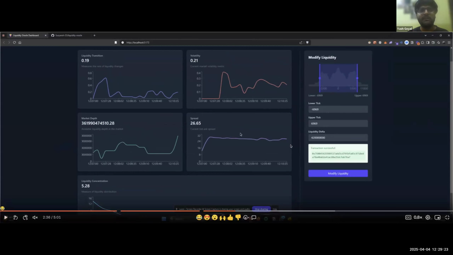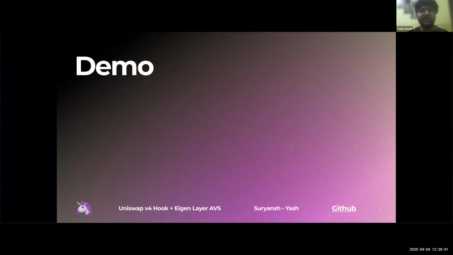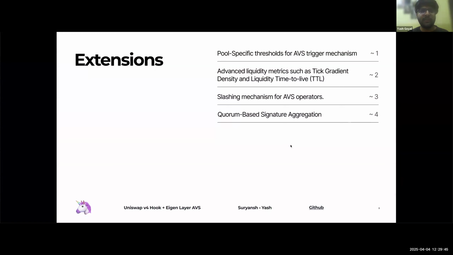We actually built a custom indexer and a custom simulator for this. So we are indexing all the swap events and the modify liquidity events from Unichain for a Uniswap pool, and we are performing all the transactions sequentially. So this is very real time. So that was it for the dashboard.